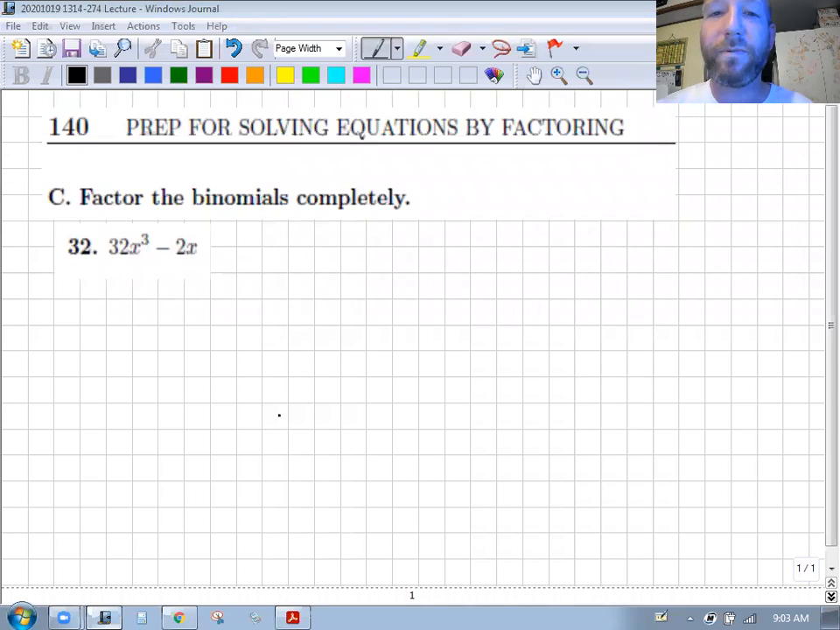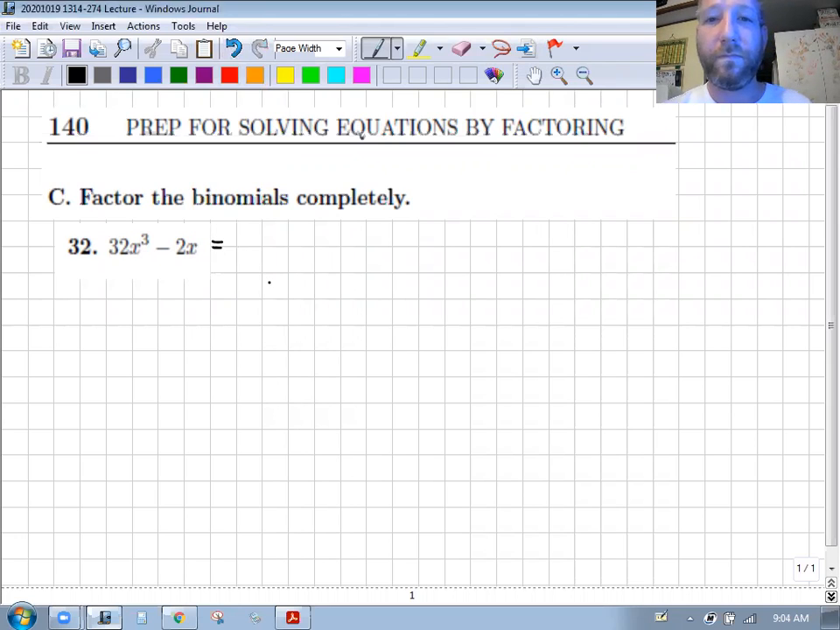So right here, they just want us to factor. We're preparing for solving, if this was an equation, solve for x. But these problems, we're not solving yet. We're just going to factor these to make it easier to solve.